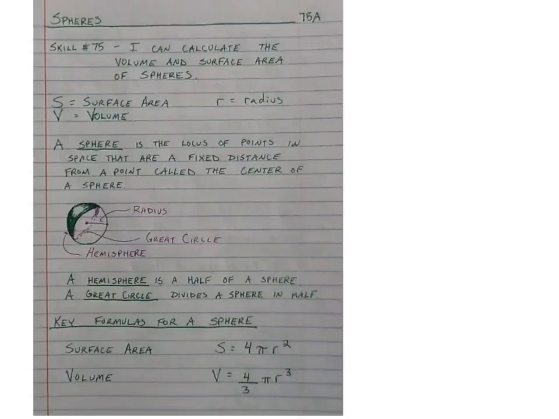You could consider the equator a great circle for the Earth, but you also have latitude lines. In addition to the latitude lines, we have longitude lines. A sphere has many great circles. The two key formulas for a sphere are surface area being 4 pi r squared and the volume being 4/3 pi r cubed.